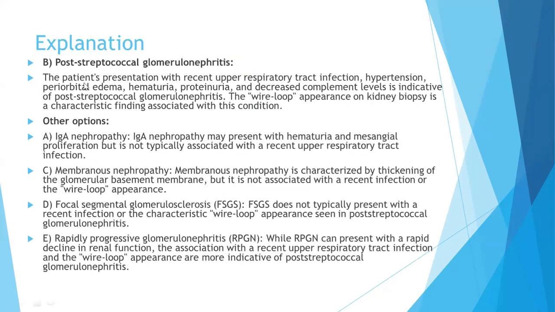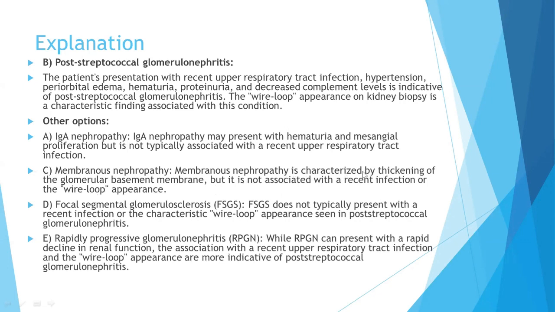So PSGN. The patient's presentation with recent upper respiratory tract infection, hypertension, periorbital edema, hematuria, proteinuria, and decreased complement levels is indicative of PSGN. The wire-loop appearance on kidney biopsy is a characteristic finding associated with this condition. IgA nephropathy may present with hematuria and mesangial proliferation but is not typically associated with recent upper respiratory tract infection.